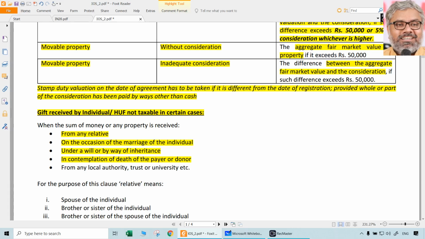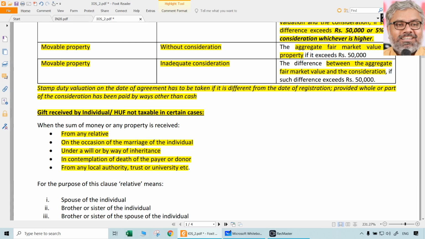Contemplation does not necessarily mean that the donor really should die. Contemplation means probably almost on the deathbed. From that scenario, if the donor says, I will give this much property to so and so person, the person who has received that will not be liable to pay any tax because it is not a taxable gift. Simple. Same way, if any gift is received from any local authority or any trust or any university, that also is not taxable. So very important.